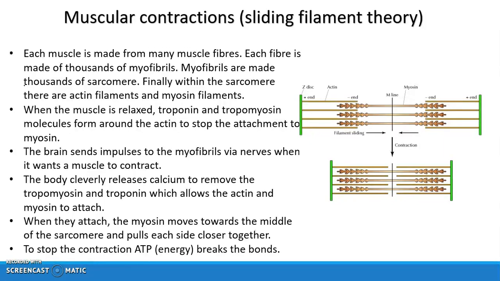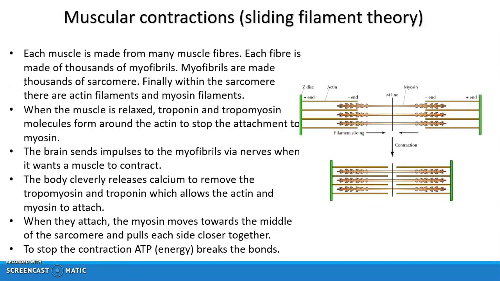When the muscles relax, troponin and tropomyosin molecules form around the actin to stop the attachment to myosin, which allows contractions. The brain sends impulses to the myofibrils via the nerves when it wants the muscle to contract. The body cleverly releases calcium to remove the tropomyosin and troponin, which allows the actin and myosin to attach.